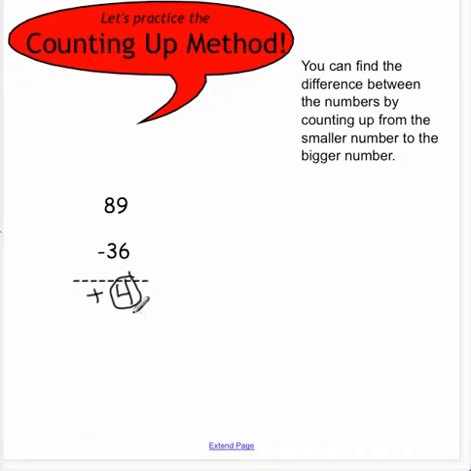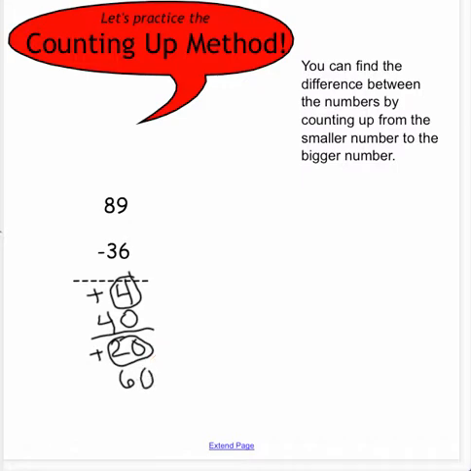36 plus 4 is 40. I'm going to write that right underneath, and I'm going to draw a line under it. Now I want to think, how much do I need to add to 40 to get to 89? I'm going to try adding 20 plus 20. You can pick whatever number to add on that's easiest for you. I'm going to circle it because that's what I'm adding. 20 plus the 40 that I had brings me up to 60.